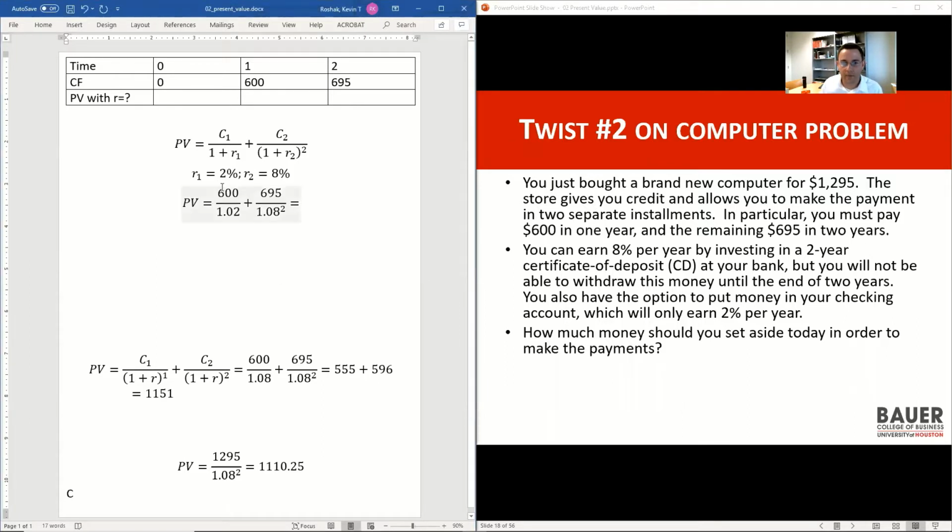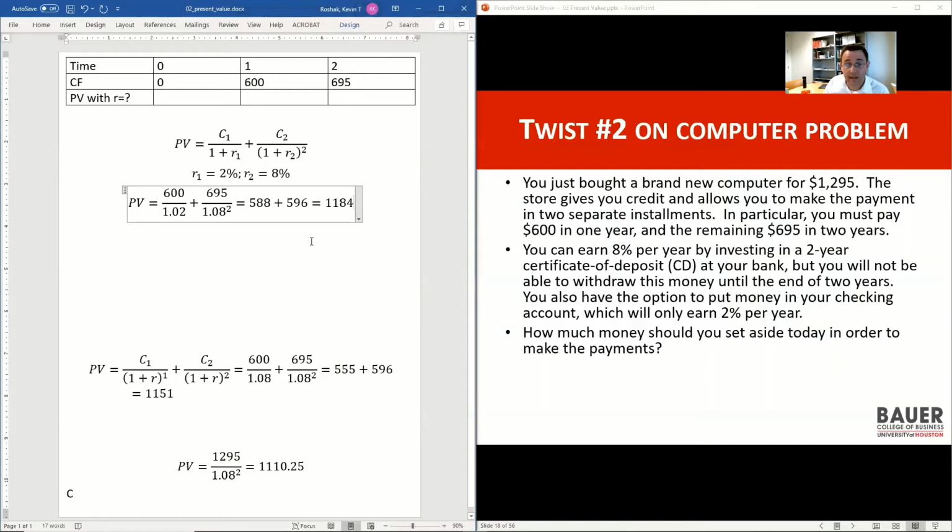So now that we've pinned down the cash flows and we pinned down the discount rates that correspond to those cash flows, we just plug them into our formula and calculate the present value of each cash flow and sum them up. Okay, so the present value of this first $600, that's $588. The present value of the second period, $695 cash flow, that's $596. You put them together and you get $1184. So this is the true cost to us of the computer. It's not the $12.95 that is the list price. The true cost to us is $1184.